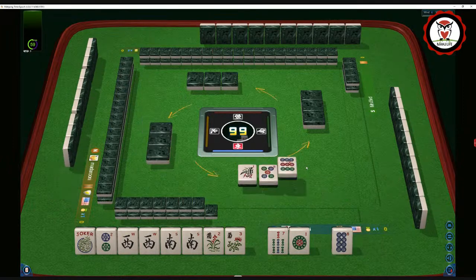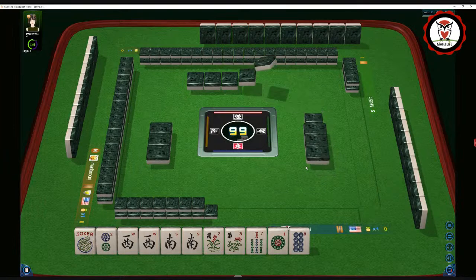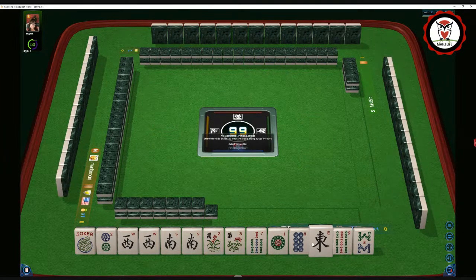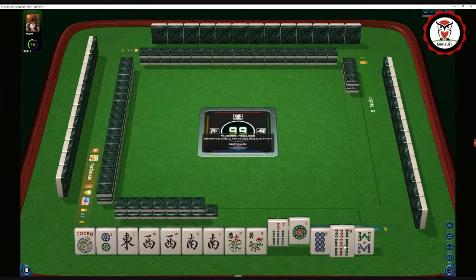That would be the lowest to highest bullet list. Remember that list? Little, middle, big. We got a keeper, an east. So now let's do little, middle, big.